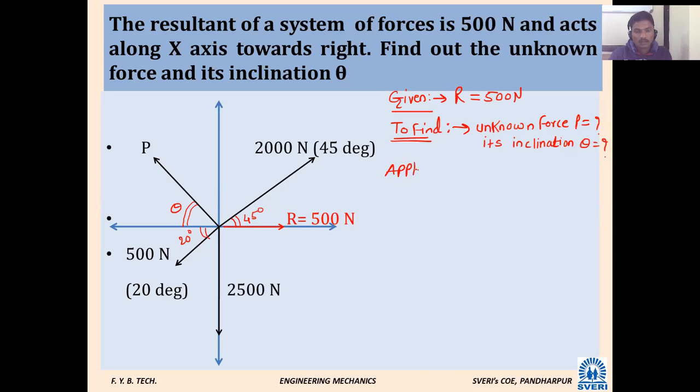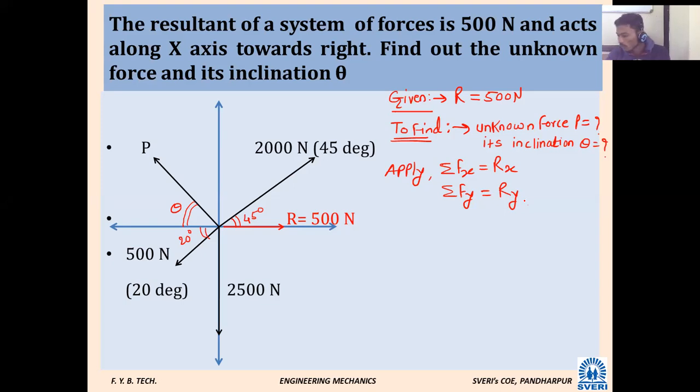What was that? Summation Fx is equal to Rx, and summation Fy is equal to Ry. How many forces are there in this system? Four forces. Out of that, one is unknown, and four forces are given. Two equations you will get.